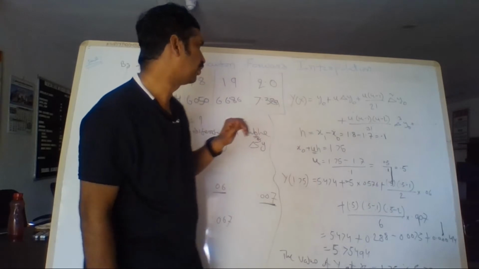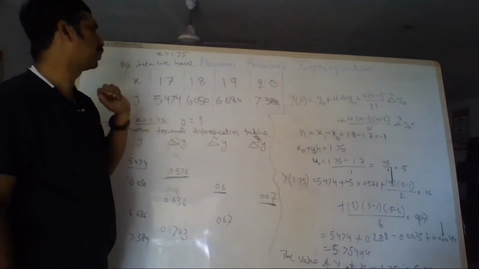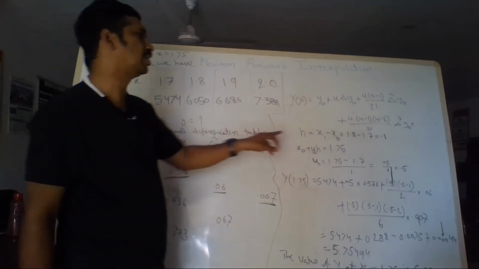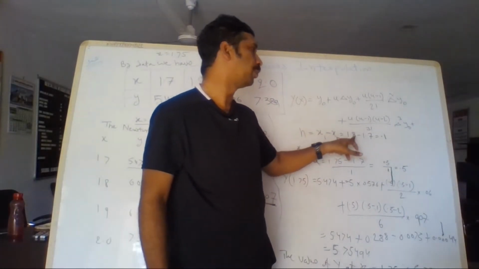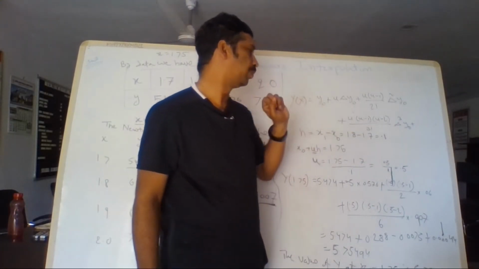Here, these are the important steps. Calculate the value of h. The value of h is 1.9 minus 1.8 or 1.8 minus 1.7. h equals x1 minus x naught, 1.8 minus 1.7 equals 0.1.